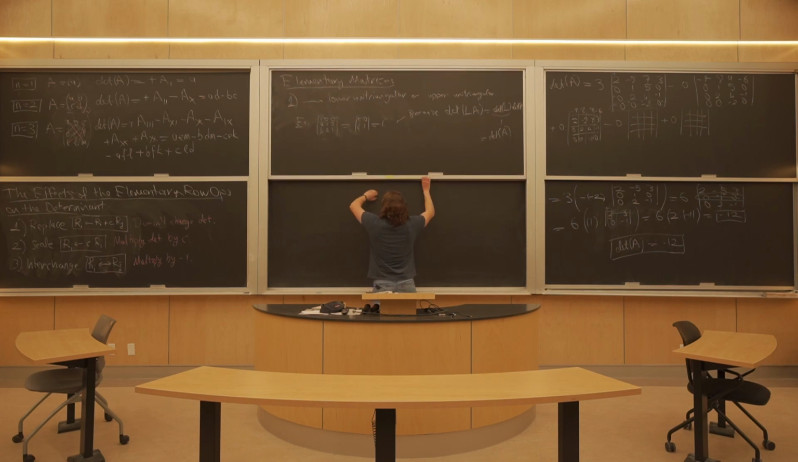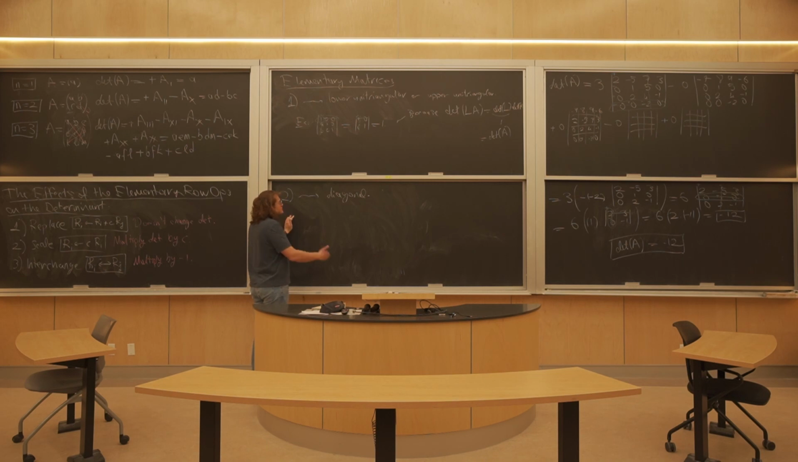By the same type of idea, you can also say that multiplying a row by C, using the second operation, corresponds to multiplying the determinant by C. And let me be slightly more general. Let me just say take an arbitrary diagonal matrix.